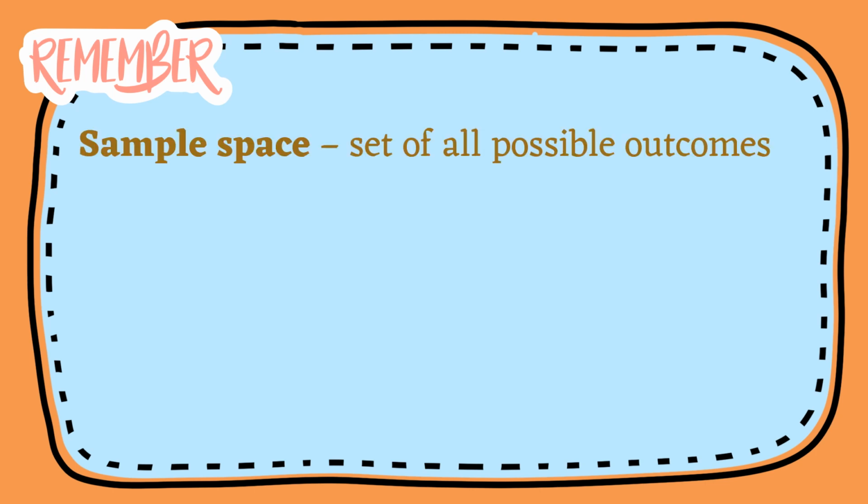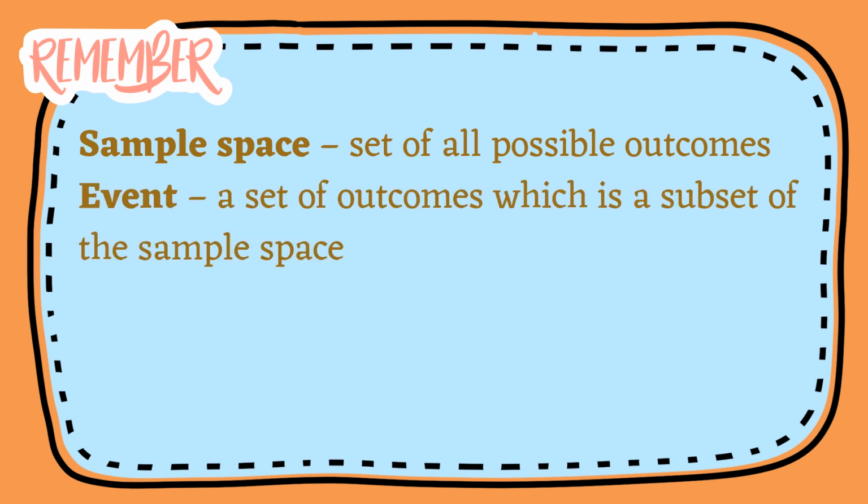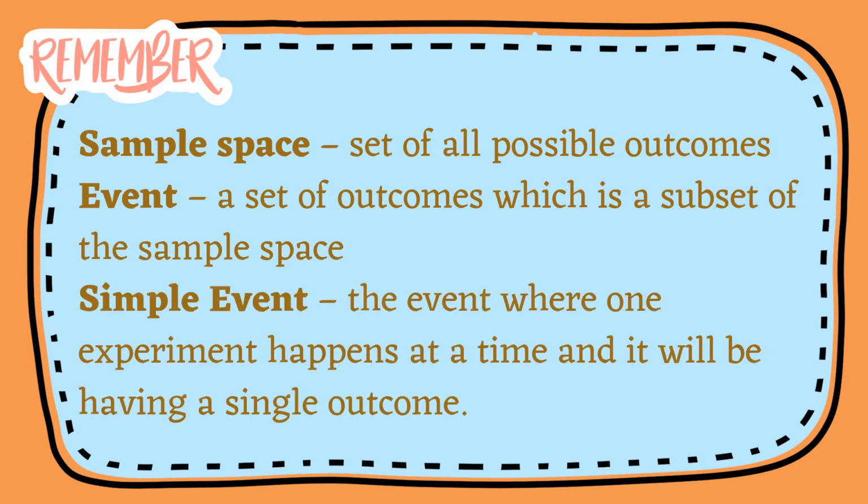This time, let us define the terms that will be used in this lesson. A sample space is a set of all possible outcomes, wherein event is a set of outcomes which is a subset of the sample space. And that simple event is the event where one experiment happens at a time and it will be having a single outcome.